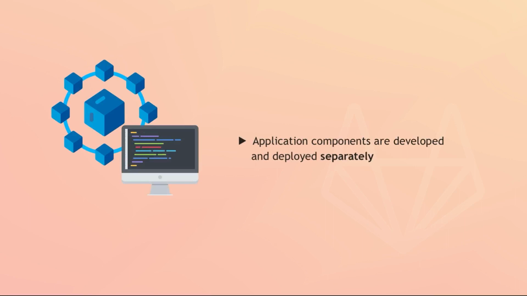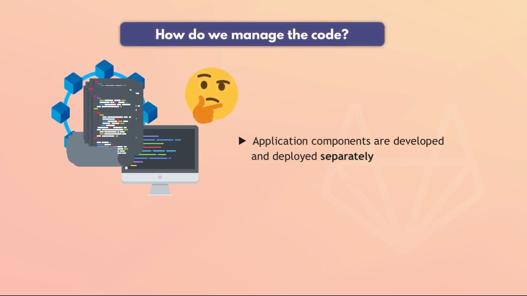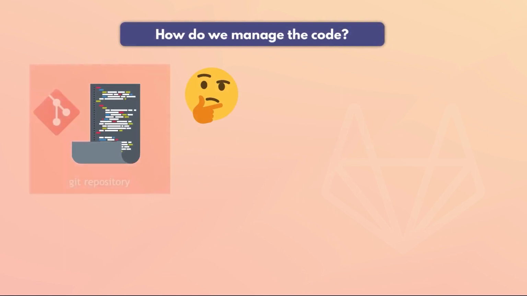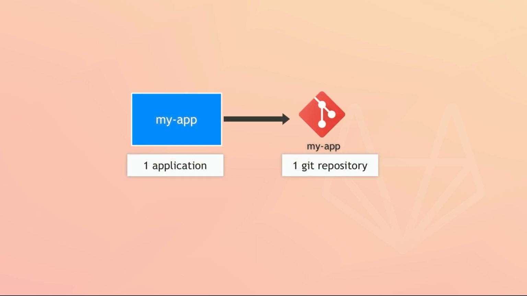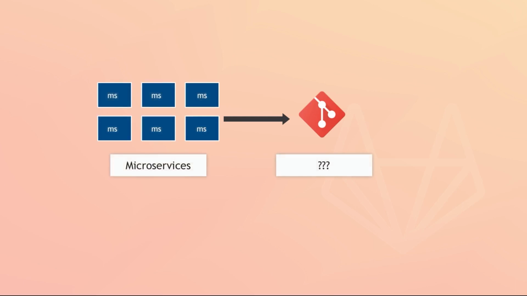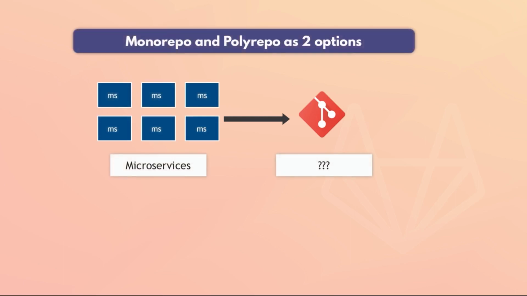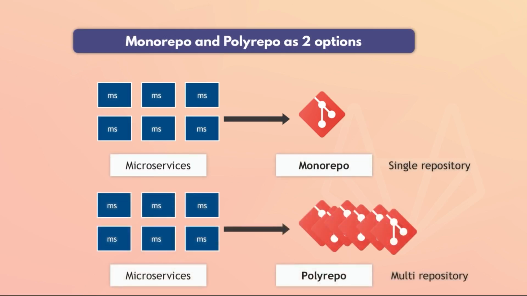Now, we said microservices is when application components get developed and deployed separately as individual micro applications. So the question is, how do we manage the code for microservices application in a Git repository? Like GitLab, for example. With one project, it's simple. We just have one application and it gets its own Git repository. With microservices application, we have two options for how the code is managed. Monorepo, which stands for single repository, and polyrepo, also multi-repository.